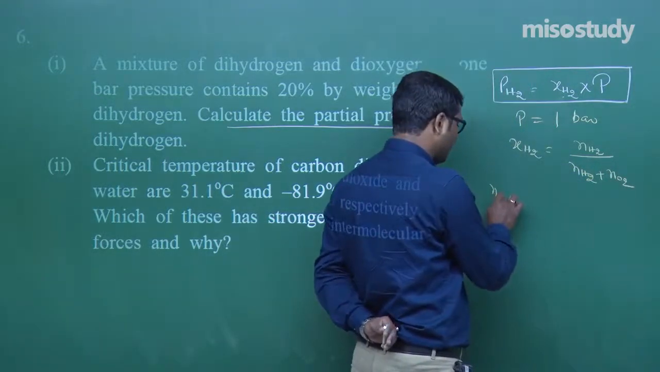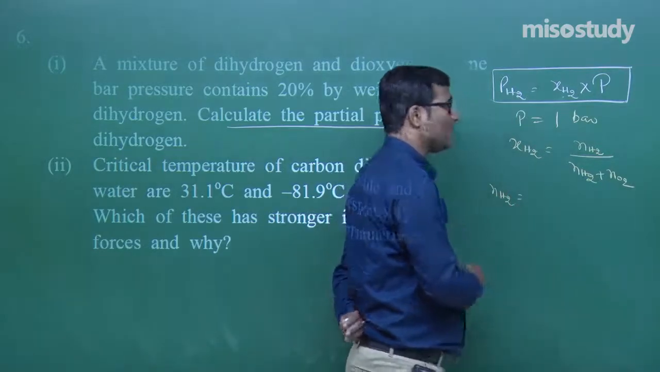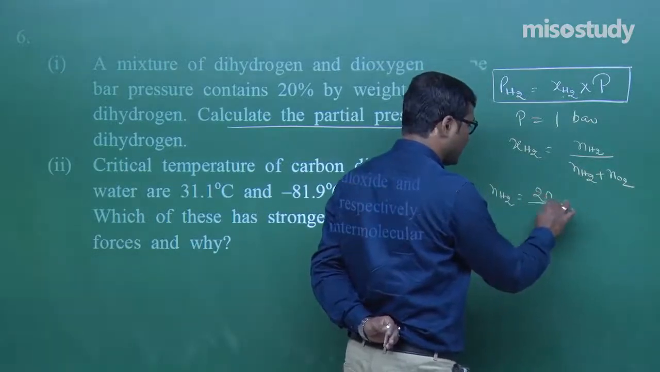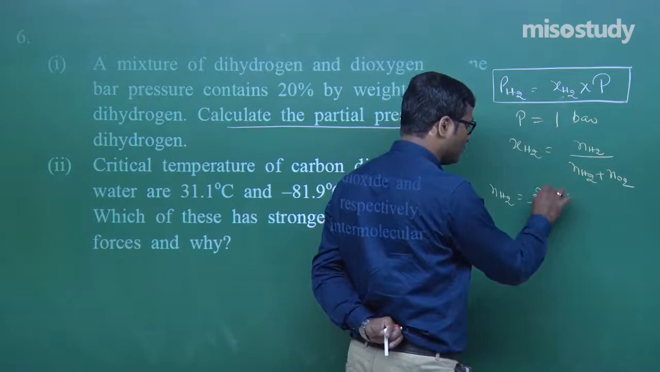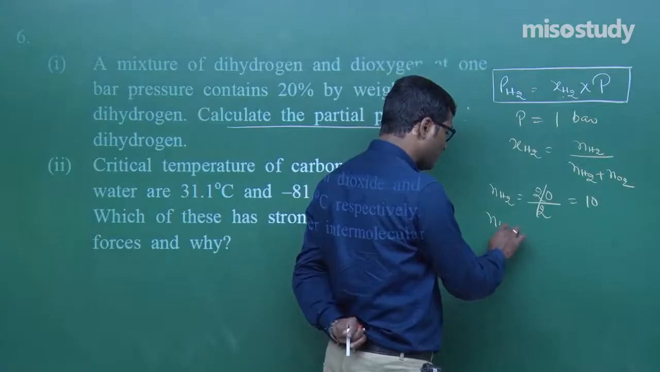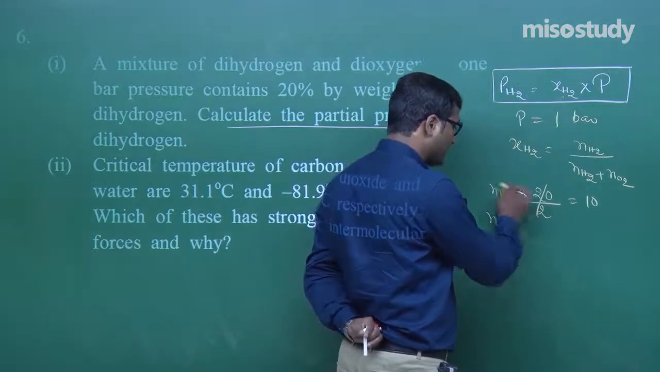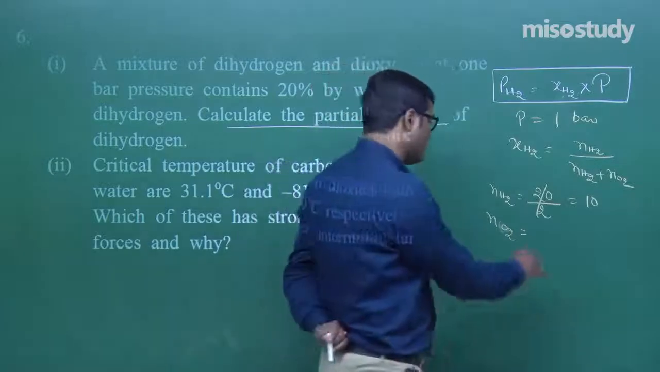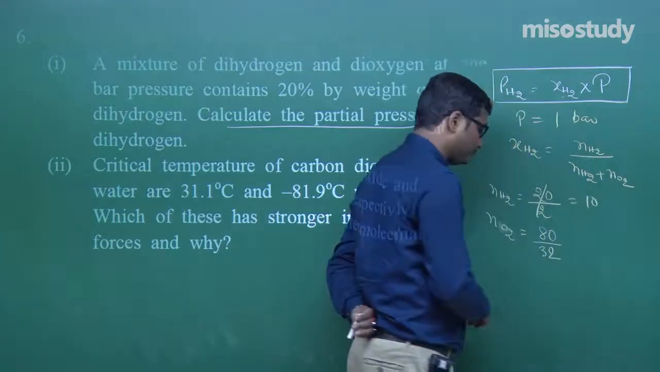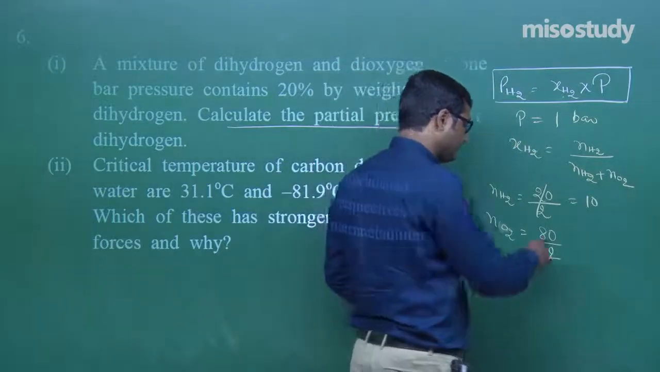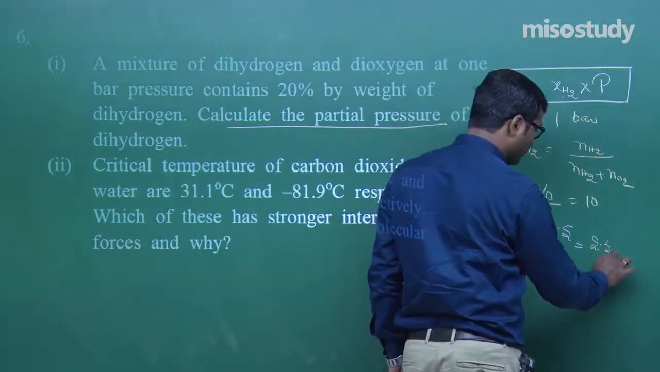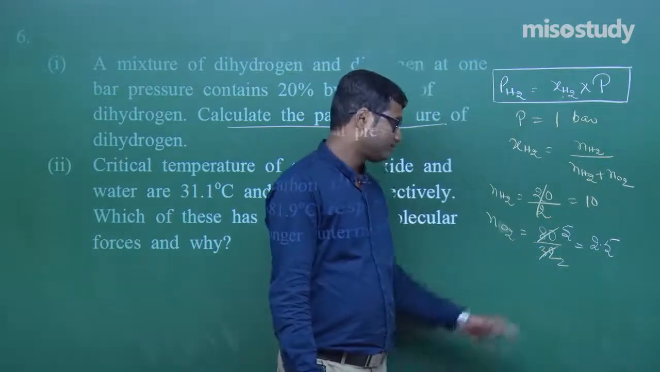Clear? Now what is the number of moles of hydrogen? That is the given mass upon molar mass. The given mass is 20, and the molar mass of hydrogen is 2, that is 10. What is the number of moles of dioxygen? 20% is dihydrogen, so 80 gram upon 32, since oxygen molar mass is 32. That is 5 upon 2, that is 2.5. Clear?